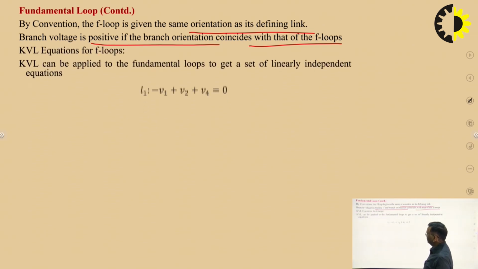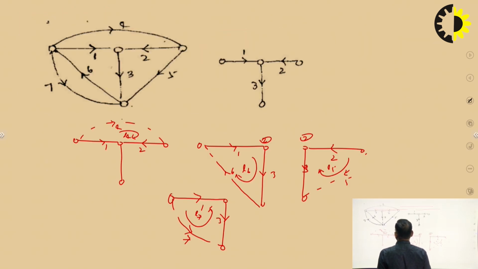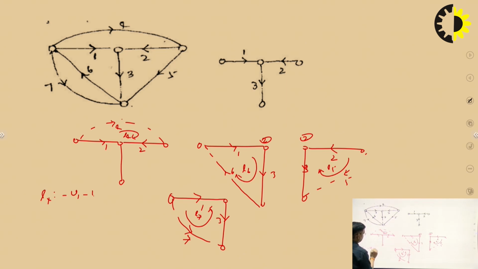So we can write all the KVLs for the fundamental loops. Here we can write the KVL. So L4: minus V1 minus V2 plus V4 is 0. Let V1, V2, V3, V4, V5, V6, V7 be the branch voltages. In this loop, the orientations of 4 and 2 coincide, so they will be plus, and it is opposite to 1, so minus V1.